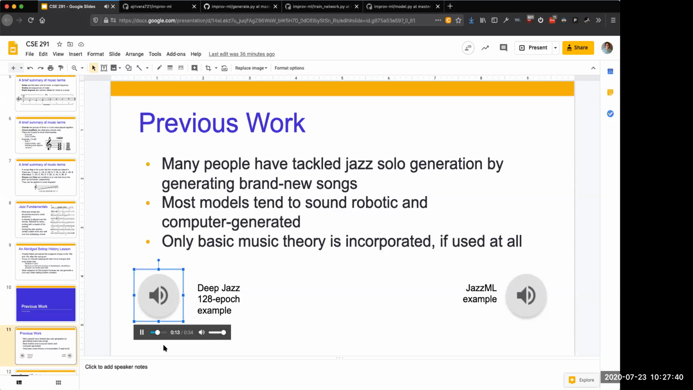So that's just an example of previous works. Here's another one.